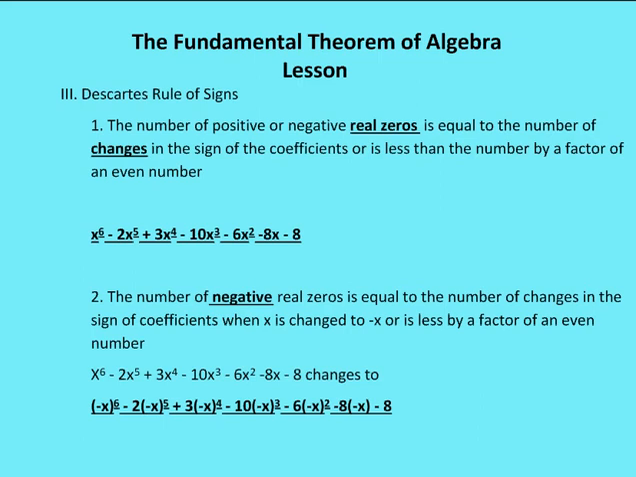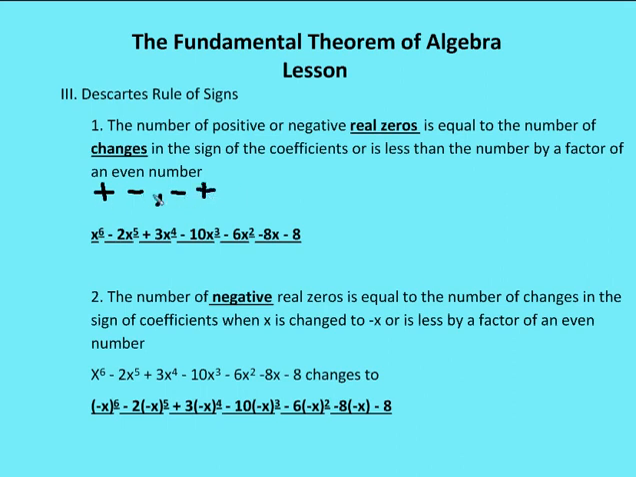So what Descartes' rule of signs says is that the number of positive or negative real zeros is equal to the number of changes in the sign of the coefficients, or is less than that number by an even number. So what does that mean? Well, when we're talking about positive real zeros, what we do is we set up the polynomial as it is. And then we're going to count the change in sign. So a change in sign would be from plus to minus, or from minus to plus.